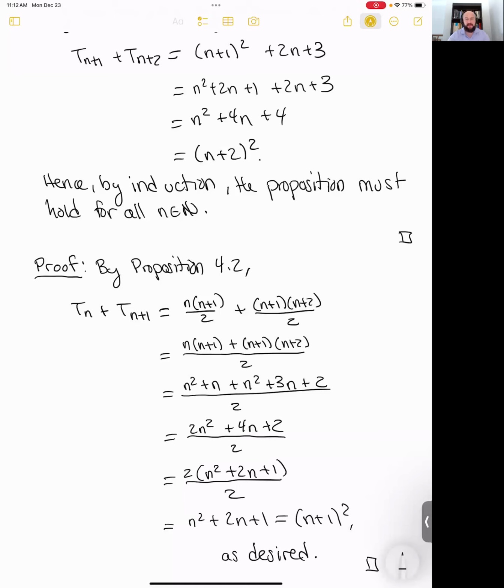So very nice. We saw this proved by induction, and we also now see it proved directly, and that's our second example. And moving forward, we will see some more examples of induction.